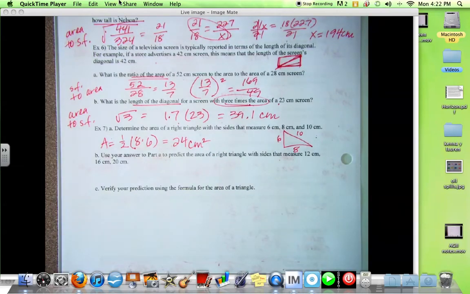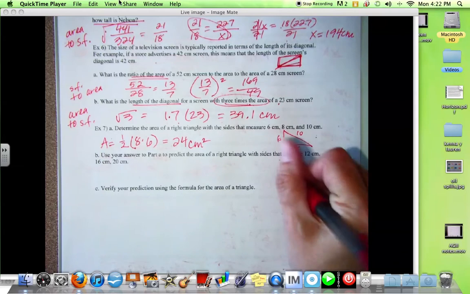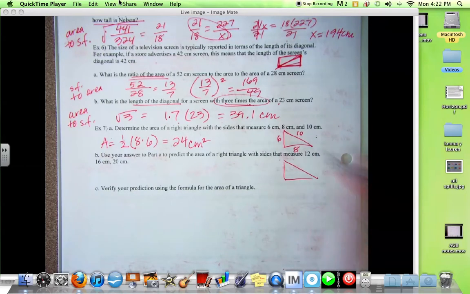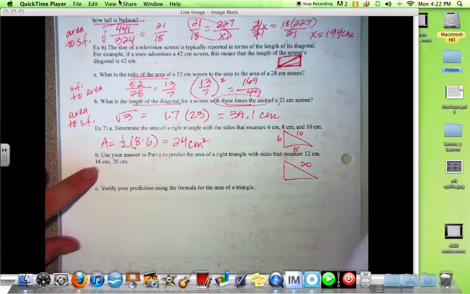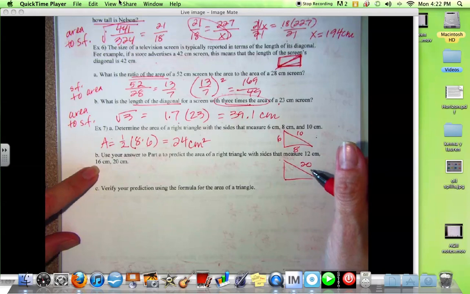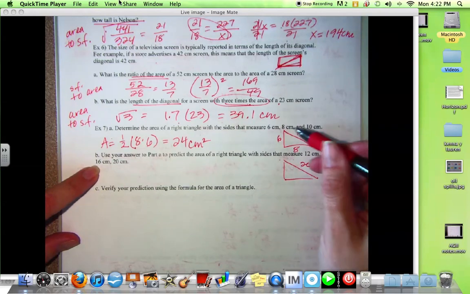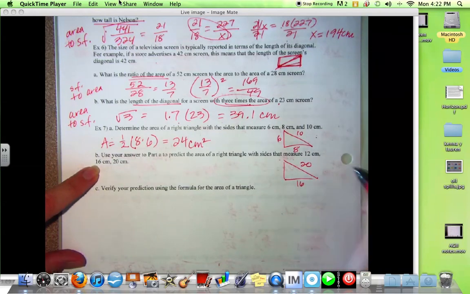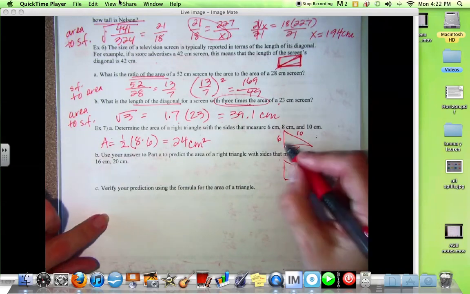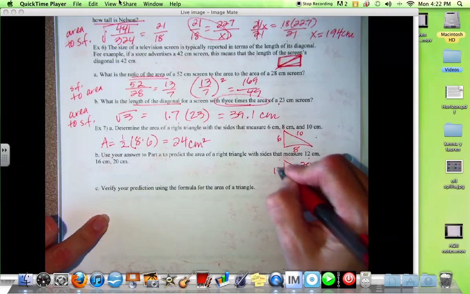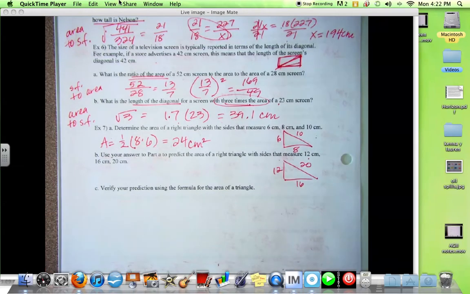Use your answer to part A to predict the area of a right triangle with sides that measure 12 centimeters, 16 centimeters, and 20 centimeters. So we have 20 in the hypotenuse. The 16 correlates with the 8, so that needs to go in the same spot, and the 12 correlates with the 6, so it needs to go in the same spot.